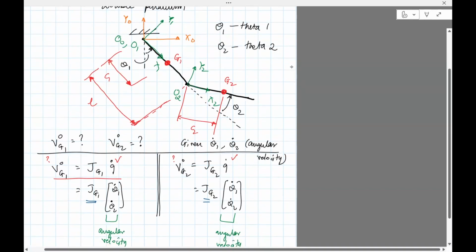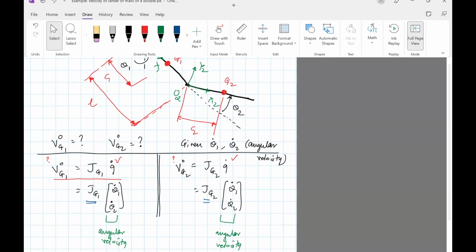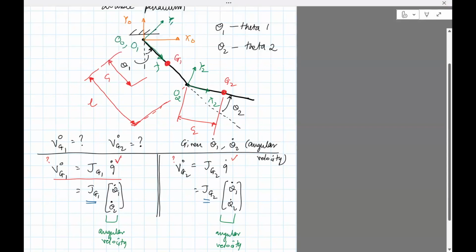I take whatever is known. I know the angular velocity, which is given to us. I need to compute vg1 and vg2, which are the unknowns, and the only thing left I need to compute is Jg1 and Jg2. Once I compute Jg1 and Jg2, it's just a matter of subbing in the formula. So once we get the Jacobians, we are all set. Let's compute the Jacobian.